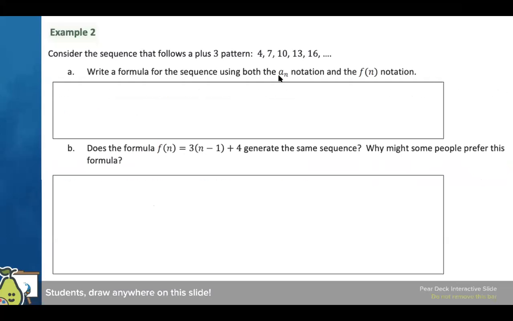So here's another one to consider, the sequence that follows a +3 pattern.